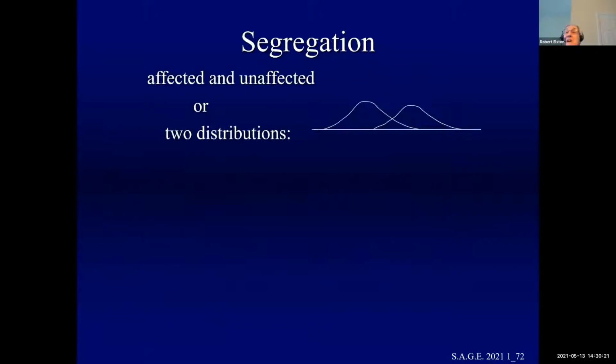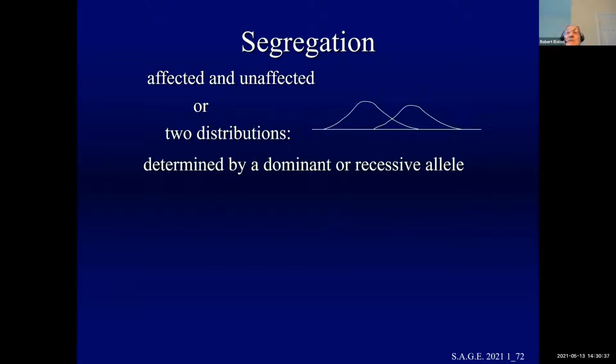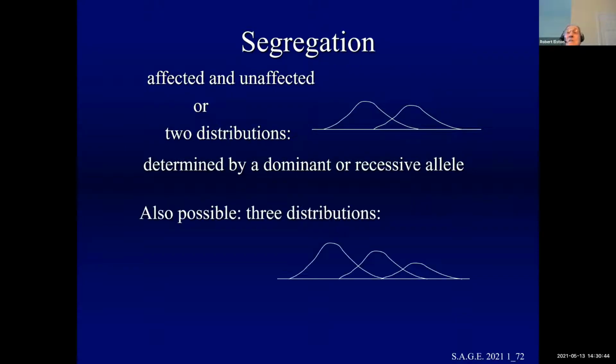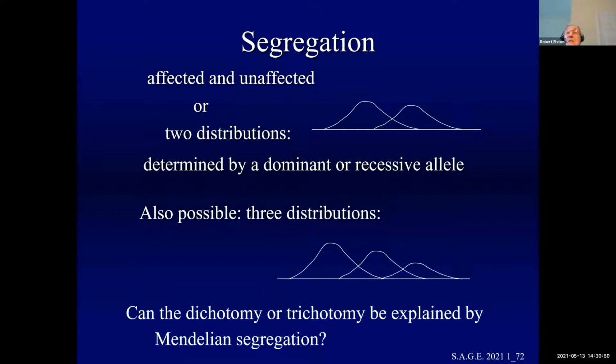Let us consider segregation. Now, you may have affected and unaffected, or you may have 2 distributions. And those 2 distributions may be determined by a dominant or recessive allele. You also may have the possibility of 3 distributions. So the question is, can the dichotomy or trichotomy be explained by Mendelian segregation?